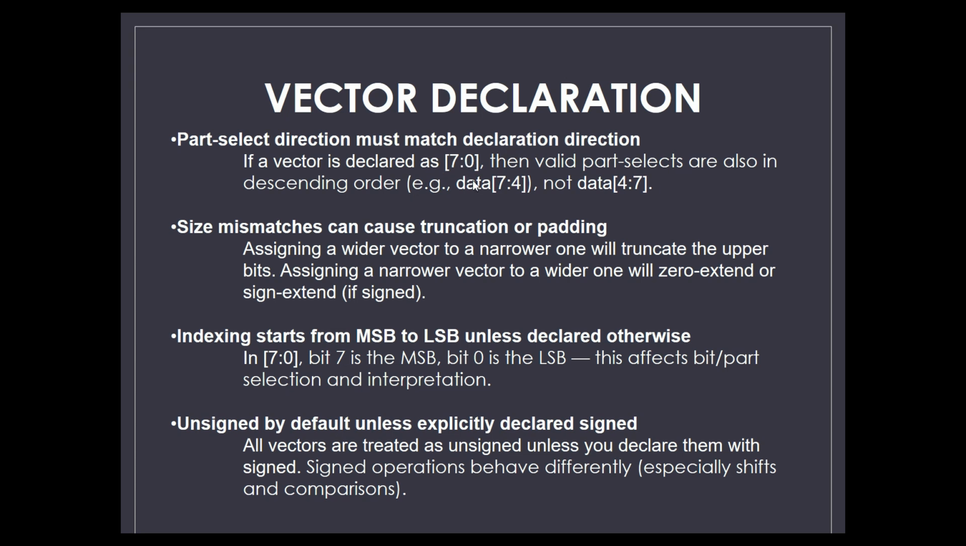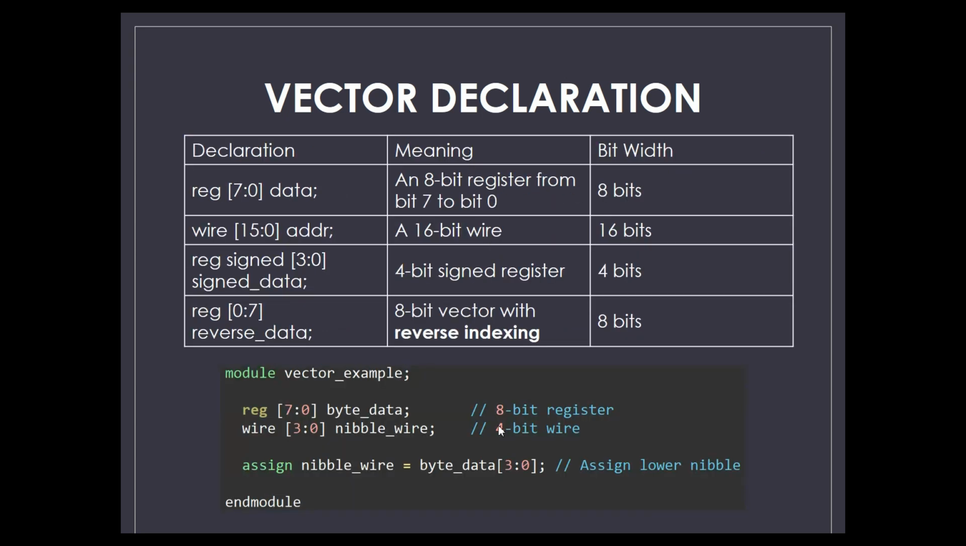If I declare a vector as 7 down to 0, then I can part select the data as 7 down to 4, but not as 4 down to 7. Size mismatch can cause truncating or padding. If here I had not explicitly mentioned 3 down to 0, then also Verilog will automatically truncate the upper 4 bits and only assign the lower 4 bits of byte data to nibble wire. Hence, when assigning one variable to another variable, make sure their sizes are equal.